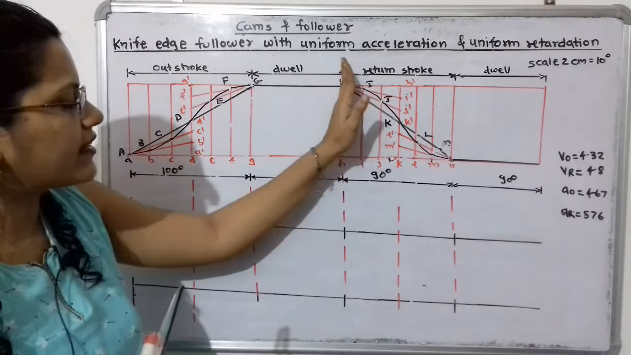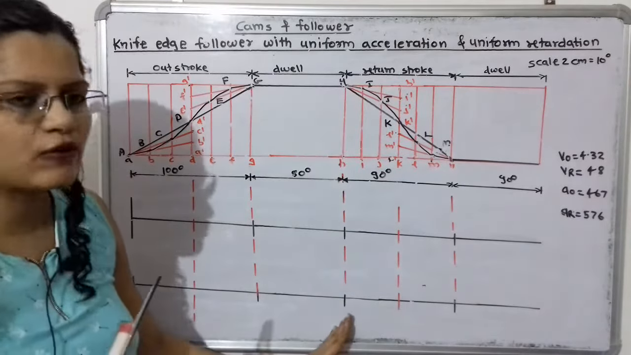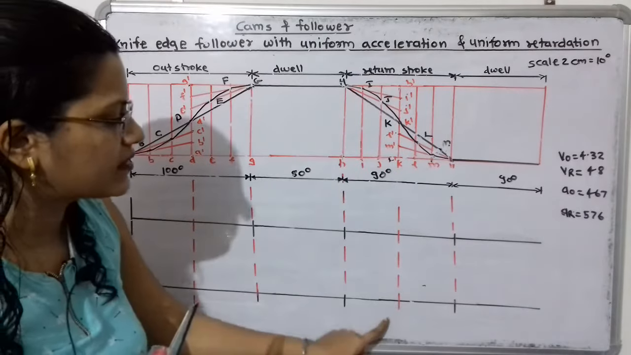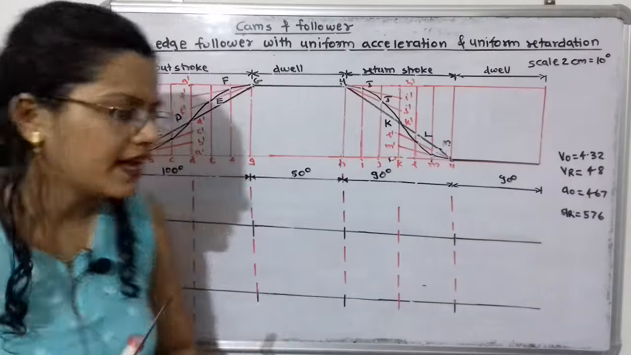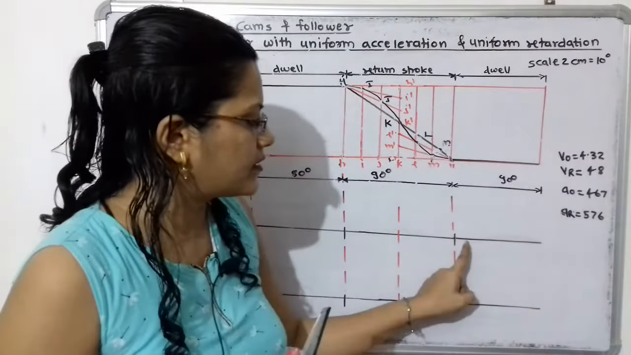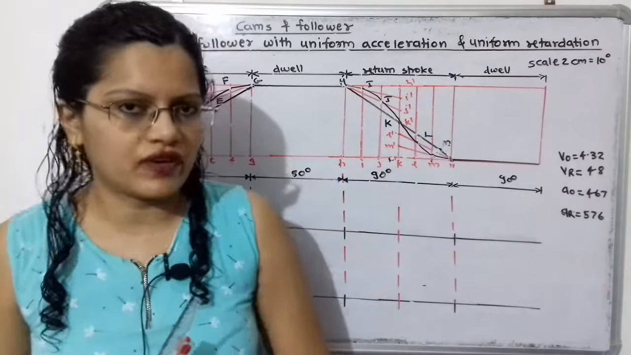Then next is the starting line of the return stroke, that we have to extend, then the middle line of the return stroke, and then the end line of the return stroke that we have to extend. And the next line is for the period of dwell.